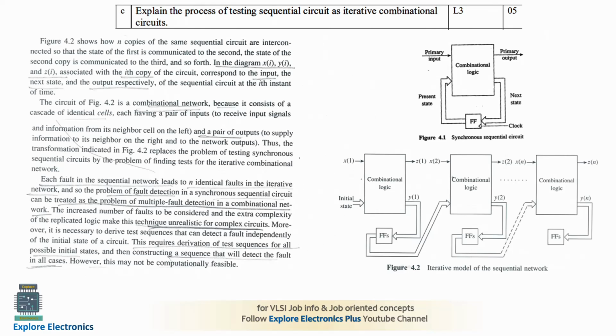Then, explain the process of testing a sequential circuit as an iterative combinational circuit. You can see the sequential circuit block diagram first at the top, and the next one is the iterative model of the sequential network. The iterative model of the sequential network says that n number of combinational circuits with flip-flops are connected back to back, one after the other, making the sequential circuit. You can go through the explanation which I have given here. It gives you a clear-cut idea on the process.